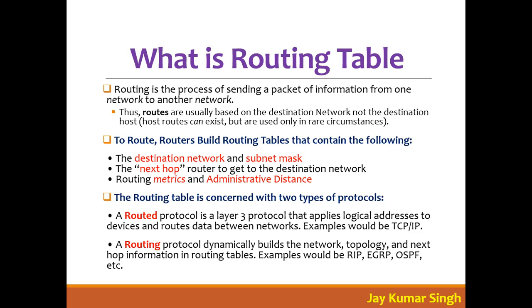Okay. Same thing here, it is also explaining that routing is the process of sending packets of information from one network to another network. Routes are usually based on the destination network, not on the destination host. So whatever information you find in the routing table, that is a network, not a single IP. Okay, so the router builds the routing table, and it contains the following information: the destination network and the subnet mask, the next hop to reach that destination network, and the metric and the administrative distance for that network.